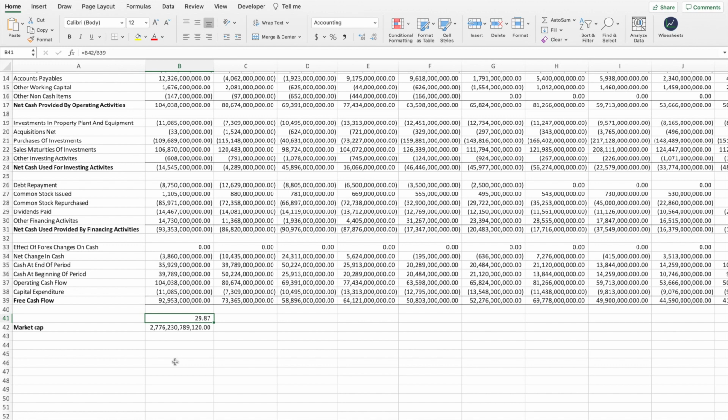Similar to the PE ratio, the higher this ratio is, the more you're paying for that particular company, and the lower that ratio is, the more of a bargain it could be as a potential investment.